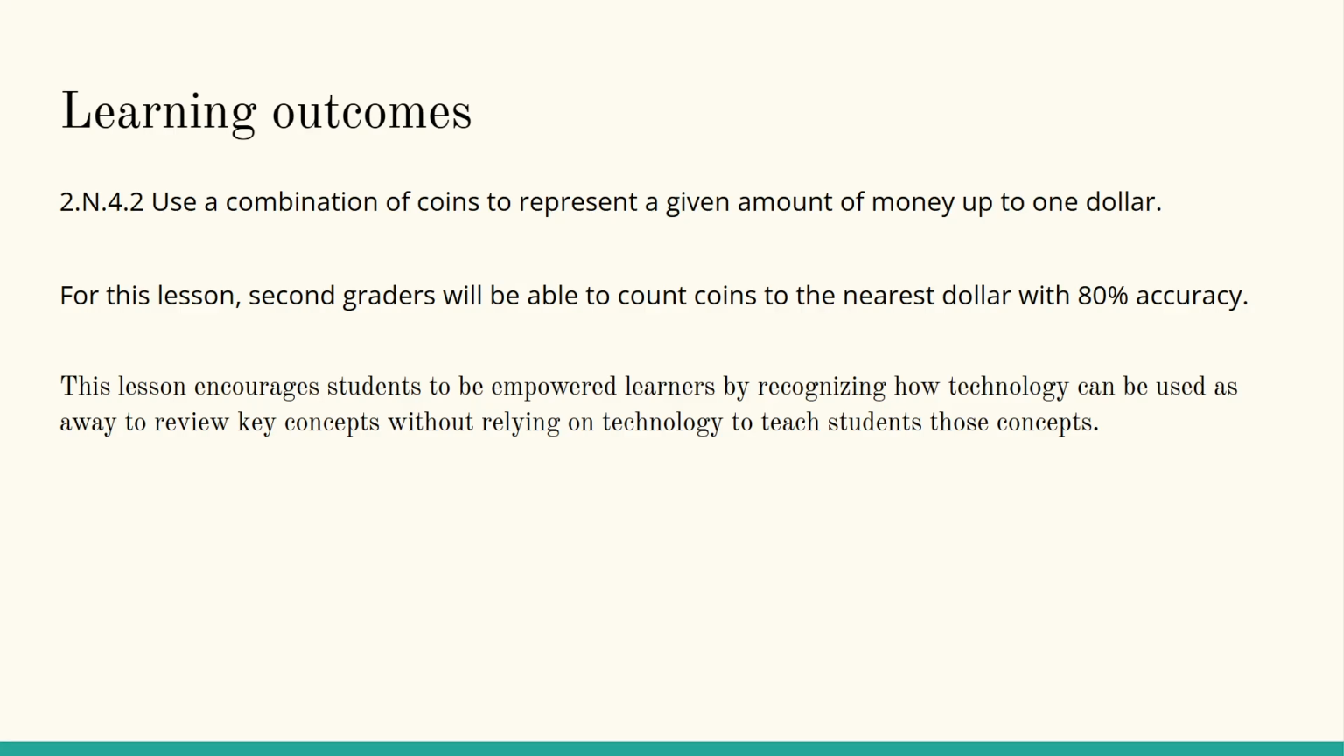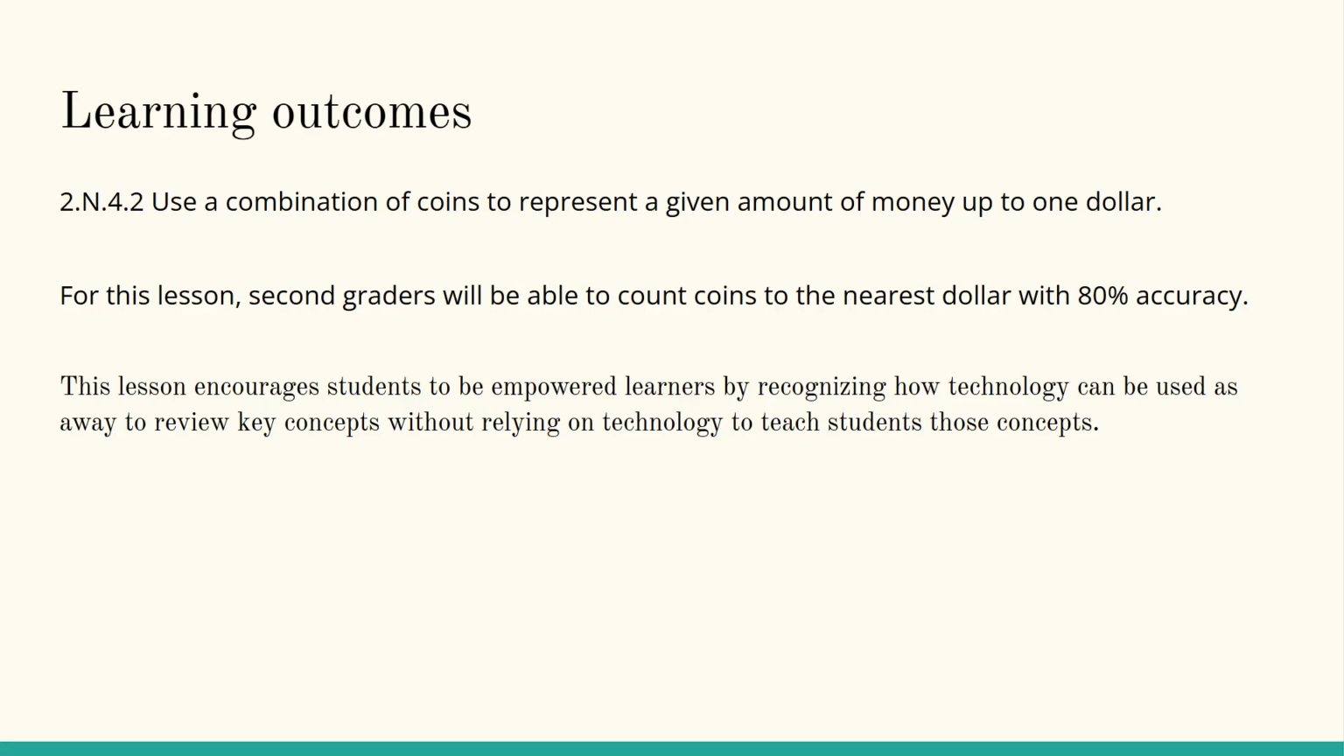Learning outcomes. This lesson focuses on the standard 2N42. Use a combination of coins to represent a given amount of money up to $1, but this lesson actually extends past that. It goes into $2 or $3 ranges. For this lesson, second graders will be able to count coins to the nearest dollar with 80% accuracy.